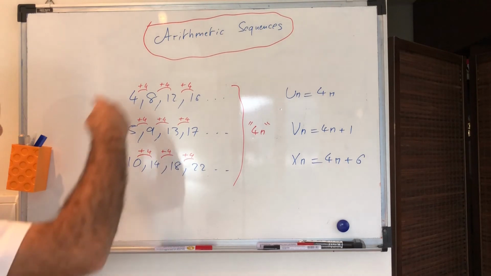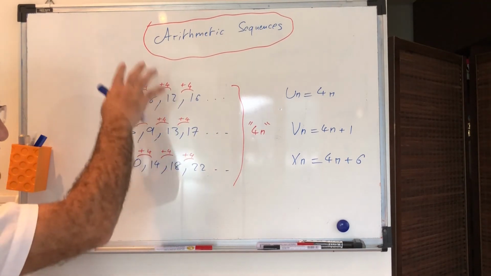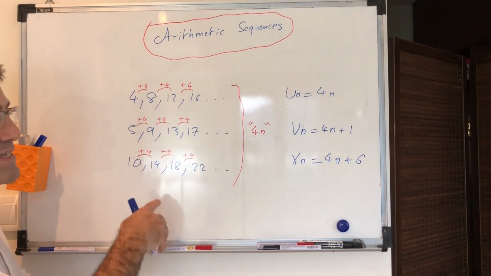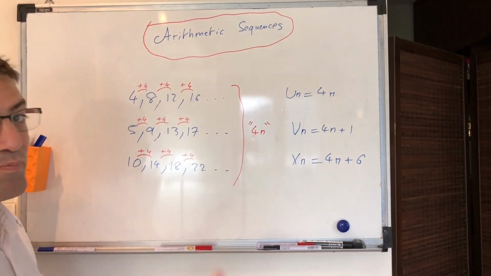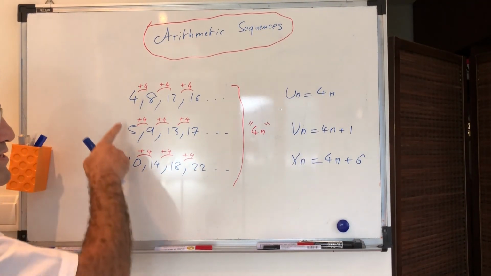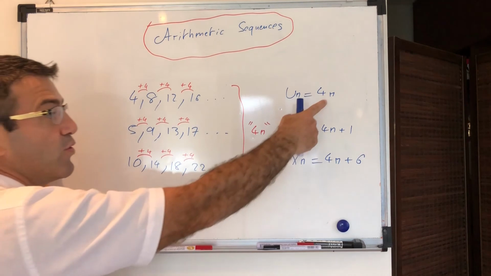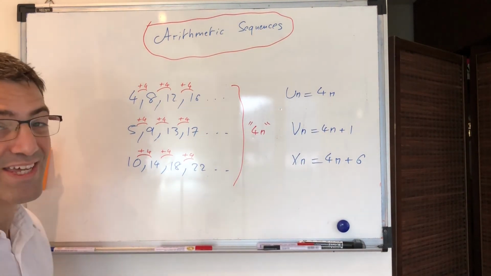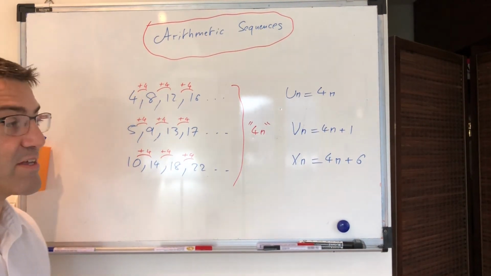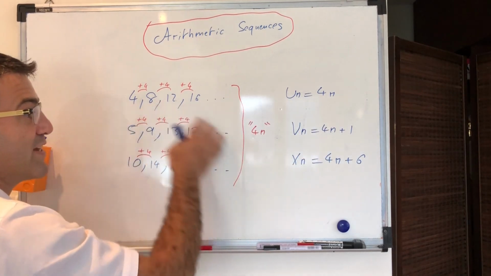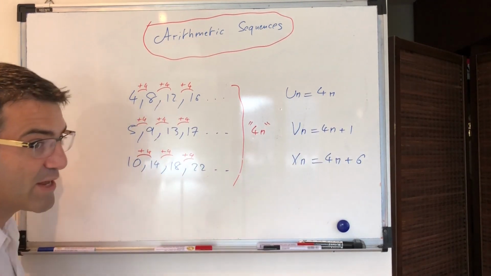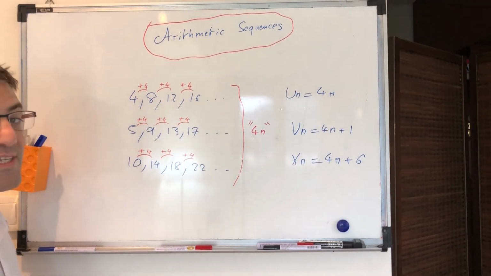If you're able to do this, you can express any arithmetic sequence by how big the jumps are in the first place. For example, the distance being 4, all of these are 4n sequences, and then where they start. So you need to adjust the starting point. If it starts at 4, you just leave it as it is. If it starts at 5, you just need to add 1. If it starts at 10, you just need to add 6.